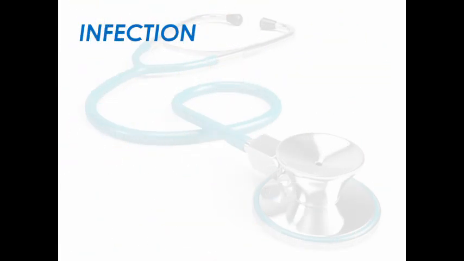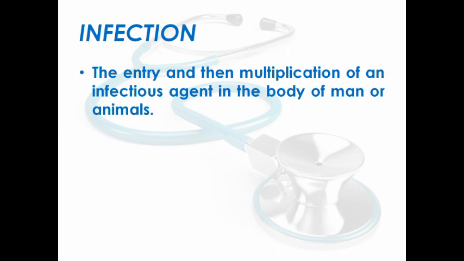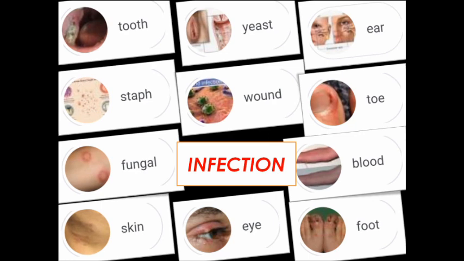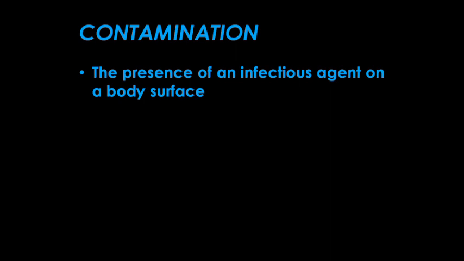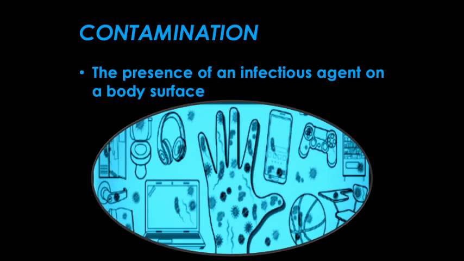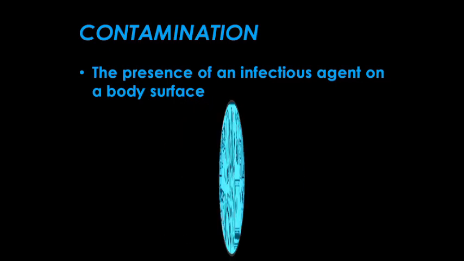The entry and then multiplication of an infectious agent in human beings or in animals is known as infection. The body can respond against the infectious agent in the form of an immune response or in the form of disease. So now let's see what is contamination. When the infectious agent is present on the body surface, clothes, beddings, toys, surgical items or other inanimate articles including water, milk and food, it is termed as contamination.